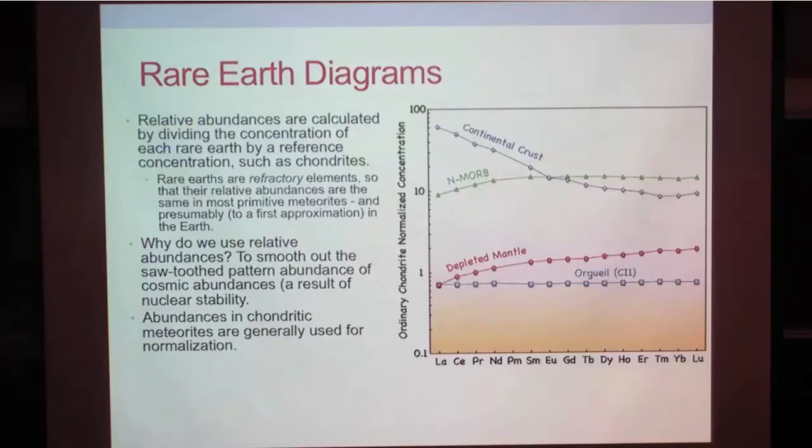Okay, we often use rare earth diagrams. I'm going to use diagrams like this a little bit, in which the relative abundance, relative typically to chondritic meteorites, is plotted versus basically atomic number.